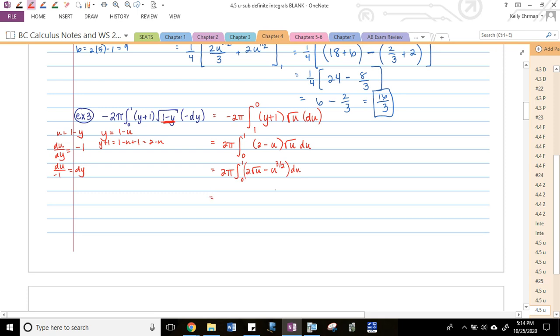I can integrate separate terms here. So I've got 2 pi. Remember, I already switched my bounds to be in terms of u, so I'm good to go. When you add 1 to this, you get u to the 3/2, 2/3 times that. There was already a 2 there, so 4/3 times u to the 3/2 minus, this will be u to the 5/2, and then it'll be times 2/5, evaluated from 0 to 1.